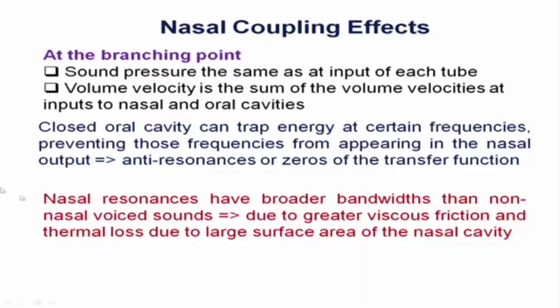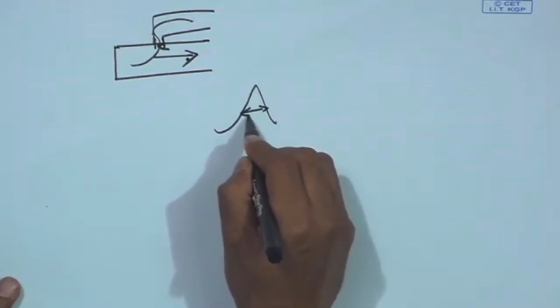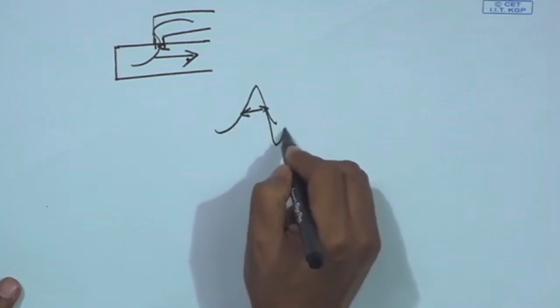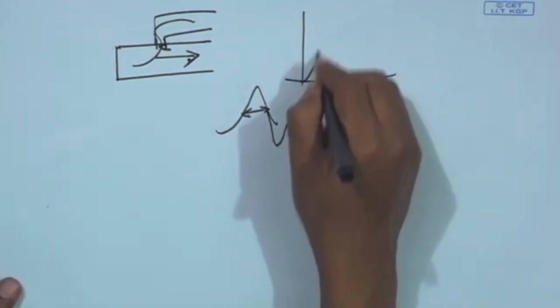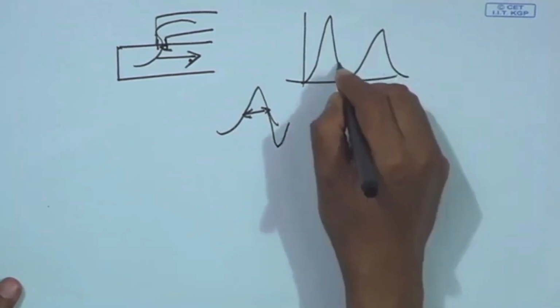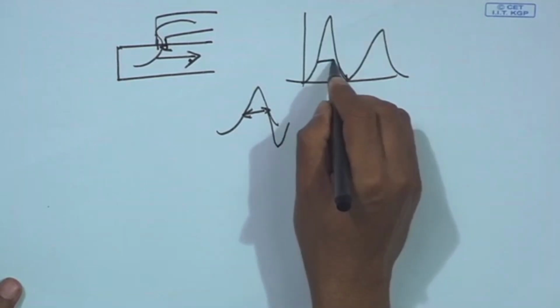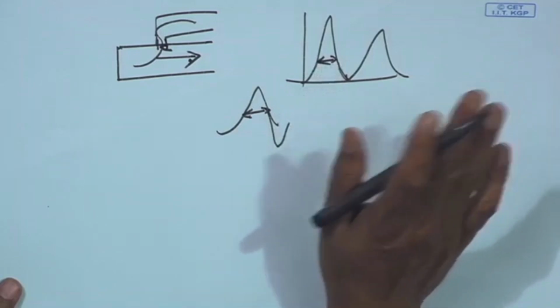That trap will produce some anti-resonance frequency. Nasal resonances have broader bandwidth, as the loss is much more. So, the formant bandwidth will be broader in case of nasal sound, and the anti-resonance will be there. This point will be much larger, and anti-resonance will be introduced. So, the bandwidth will be larger also. Compared to the oral sound, the nasal sound bandwidth is larger.